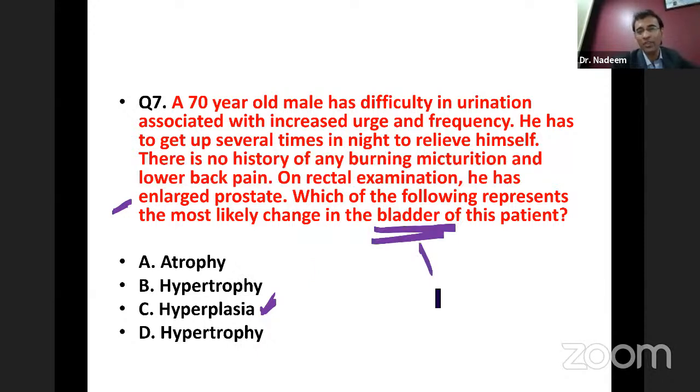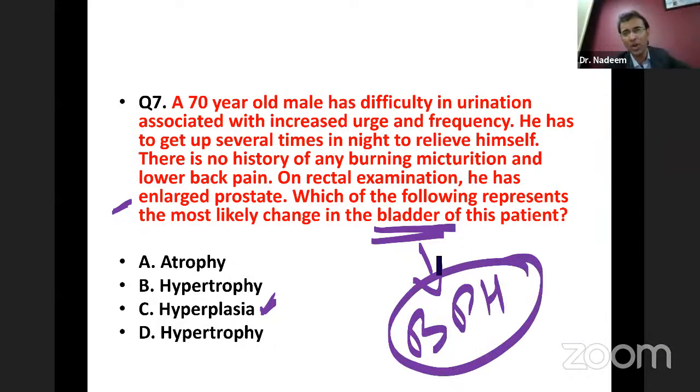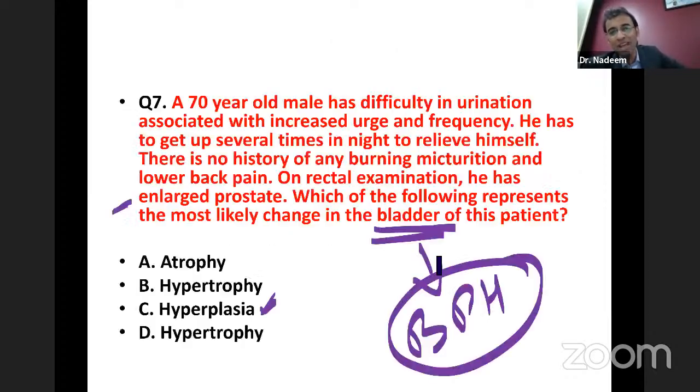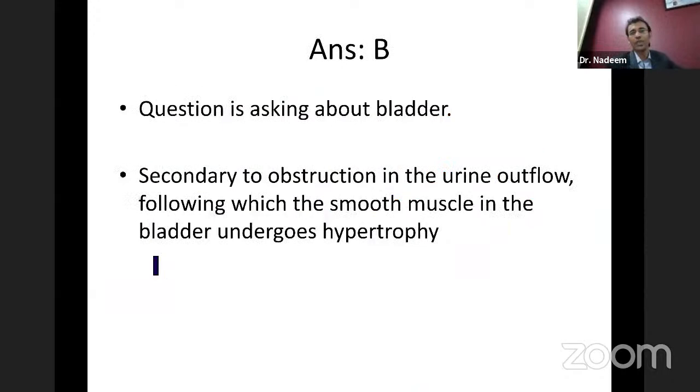Bladder, because of BPH. Because of the BPH, what will happen? There will be obstruction in the urine outflow. So what will happen? Smooth muscle in the bladder undergoes hypertrophy. So the examiner was asking about the bladder and not about the prostate. So here the answer is B only.